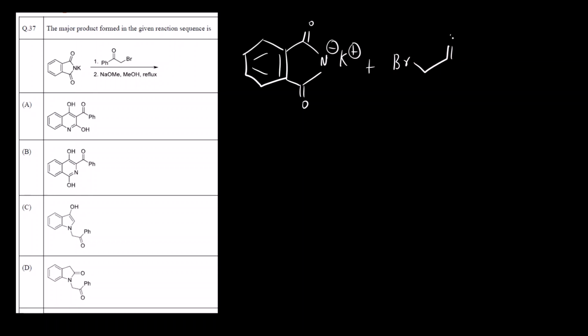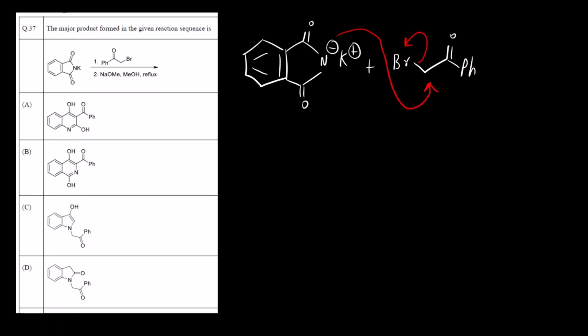Now this is the next question. The major product formed in the given reaction sequence is. There is this benzene with C double bond O, N minus, K plus, C double bond O. Now this will react with the reactant that is given, Br, C double bond O, Ph. How will it react? N minus will undergo a substitution reaction here.